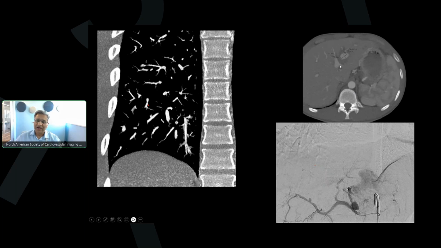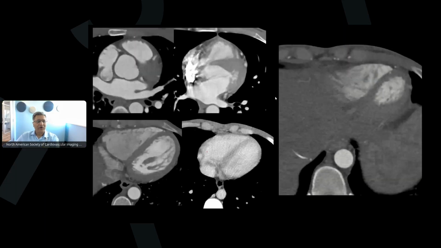Because there was hemoperitoneum, they went ahead and did a catheter angiography and embolized this pseudoaneurysm of the hepatic artery. The coronary artery aneurysms, because they were there and the patient was not really symptomatic, they did not really do anything about that. The patient was put on immunosuppressors, and we got follow-up imaging.